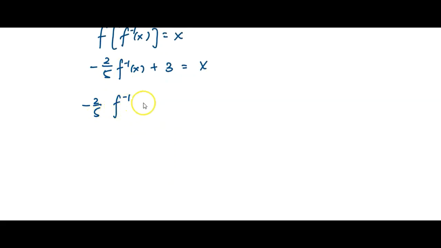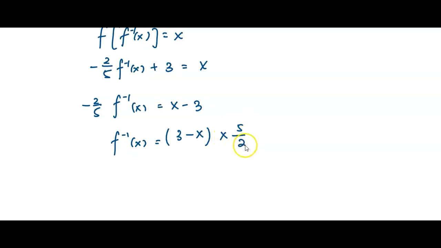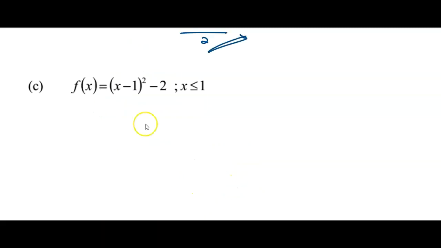Firstly, I got -2/5 f inverse equals to x minus 3. And then my f inverse of x equals to 3 minus x. 3 minus x means that I multiply both sides by negative first, and then multiply by 5/2, bringing the 5 to the right and bringing the 2 to the right. So I have 5 times 3 minus x over 2. This is my f inverse.